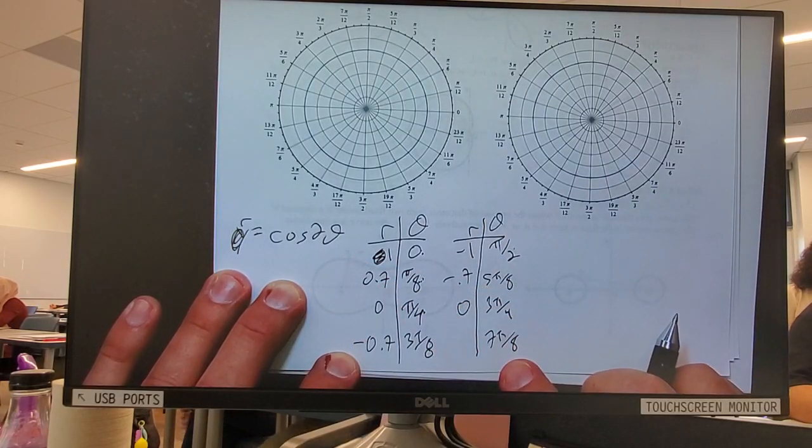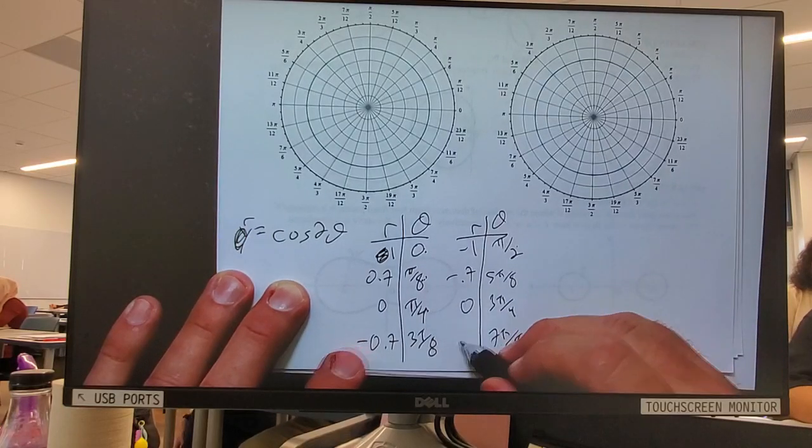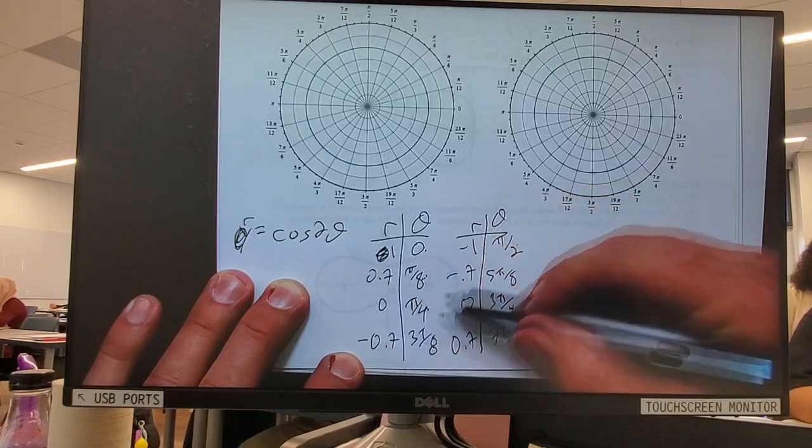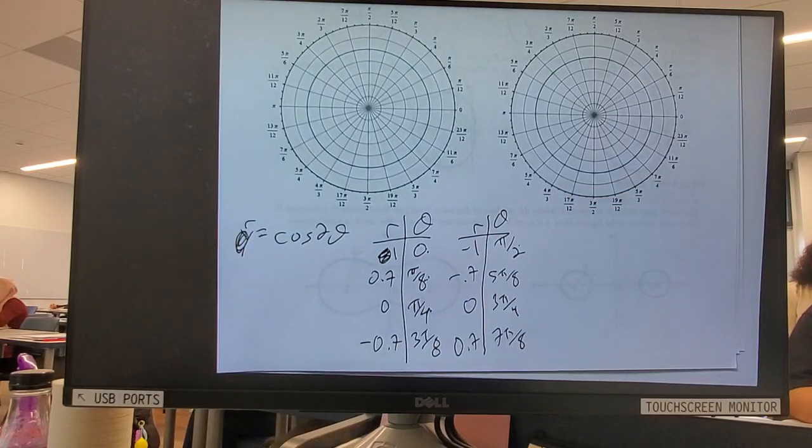Right, so cosine of 7 pi over 4, now it's going to be positive 0.7, yes? And that kind of matches up with what it should do. It should go through, then back through. It's going to keep repeating those same things. Okay, so let's graph these here.